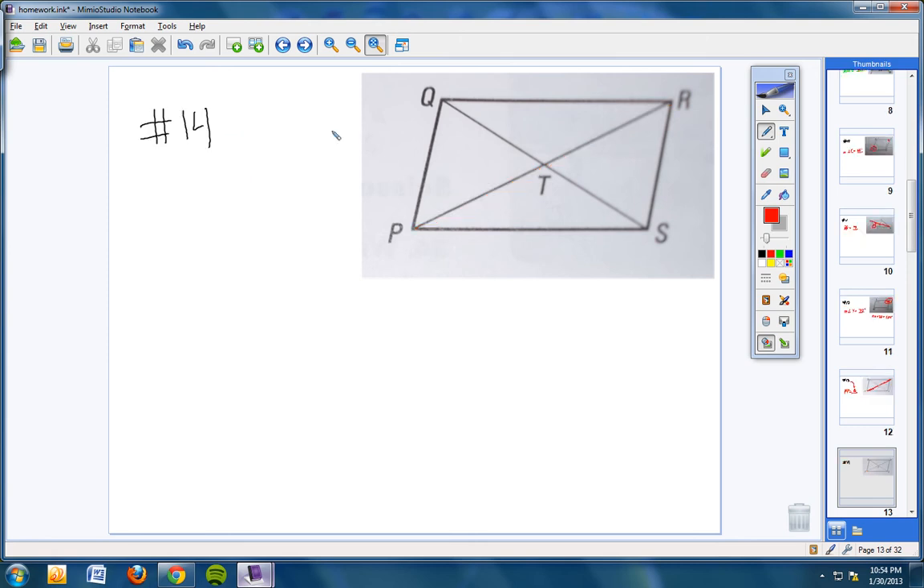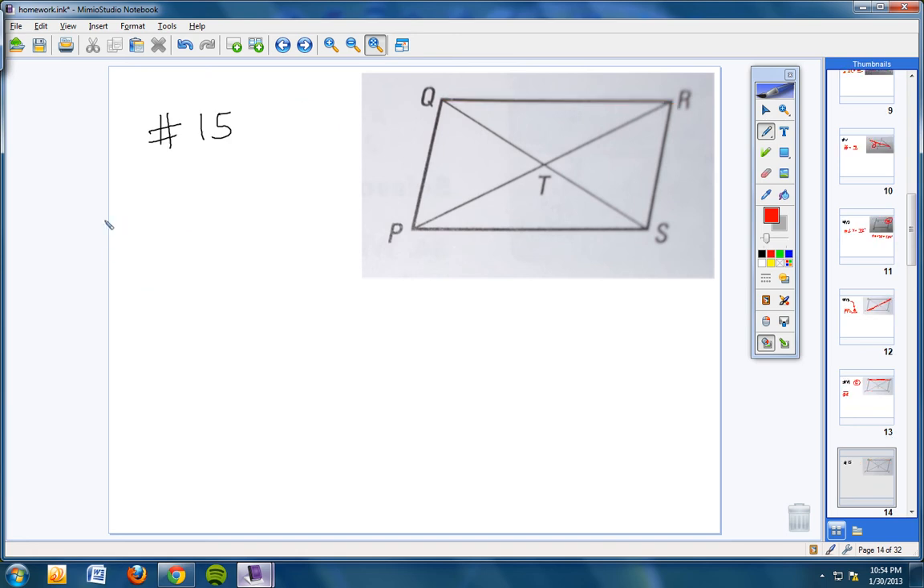All right, let's take a look at number 14. They want us to find a segment that is congruent to QR. Where's QR? Here it is. What segment's congruent to QR? Either SP or PS, and that would be letter C. So the answer to 14 is letter C. Please notice it's matching in your book, not multiple choice.